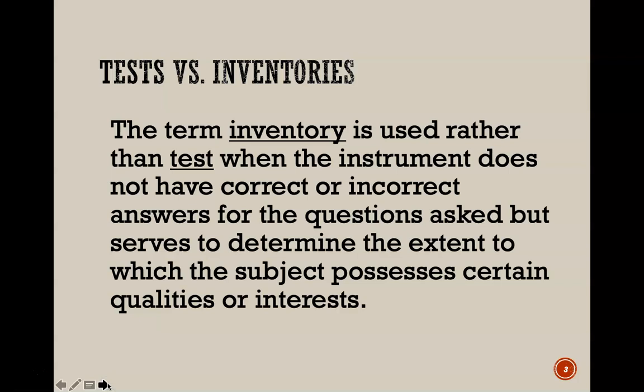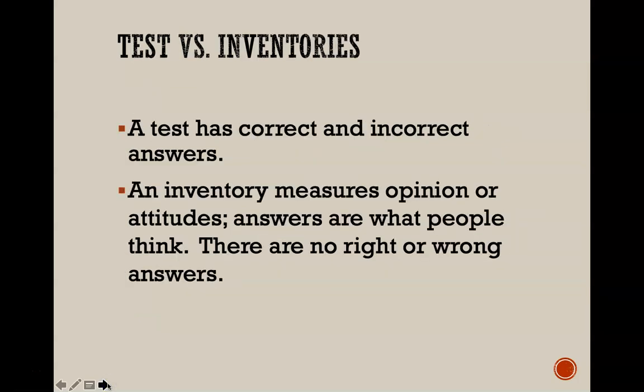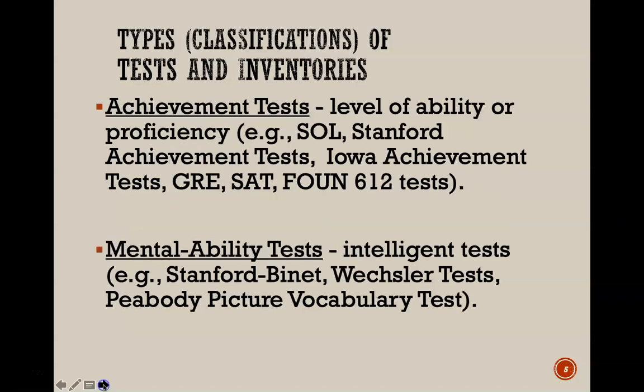So when we talk about tests or inventories, a test is when the subject is instructed to do their best and they have a correct or incorrect answer. But in an inventory, you're asked to represent your typical reaction to a particular question. So a test, like I said, has correct or incorrect answers. An inventory measures your opinion or your attitudes. There are no right or wrong answers. Some of you may be familiar with the Minnesota Multiphasic Personality Test called the MMPI, or Strong's Interest Inventory, that you've taken to see what your interests in life are.